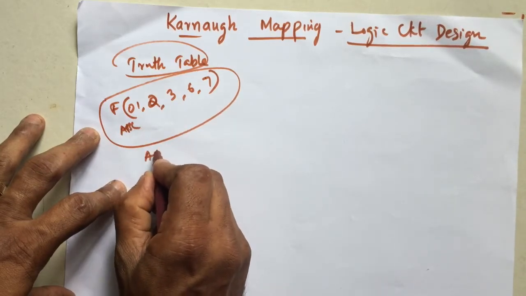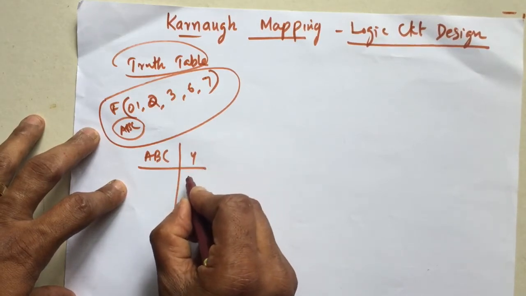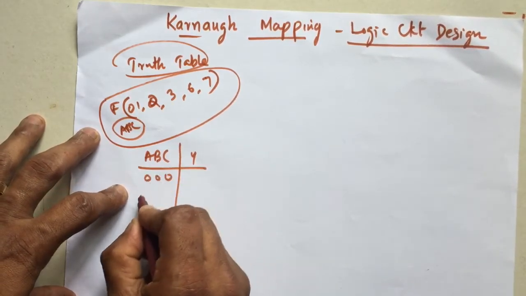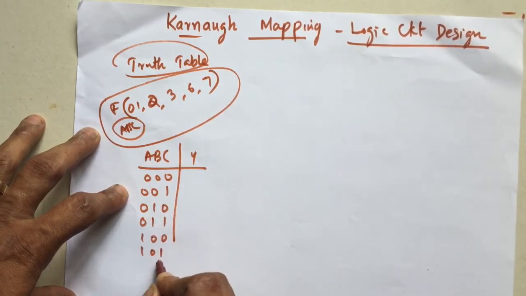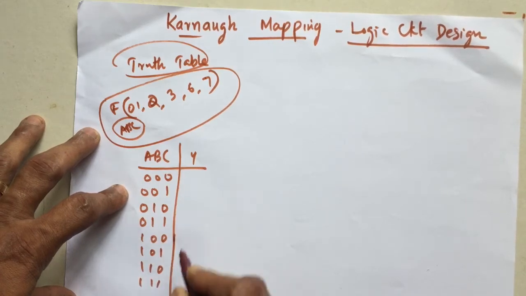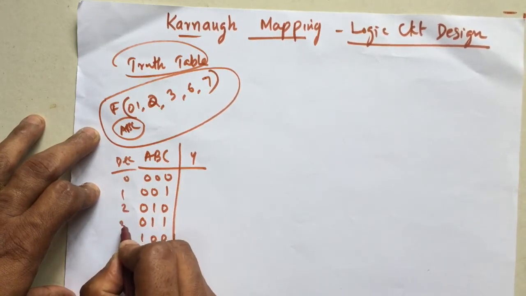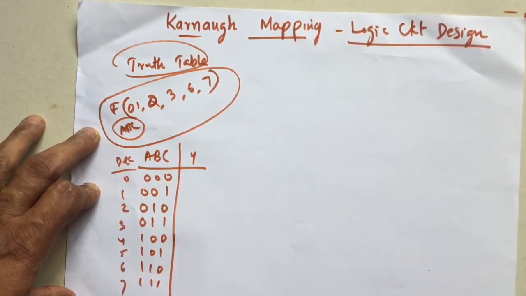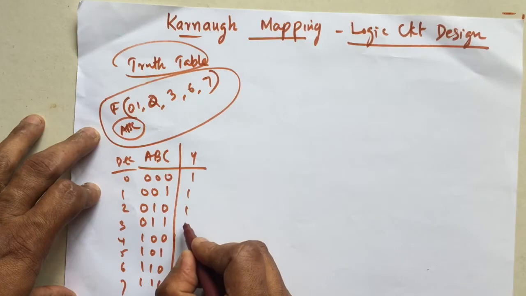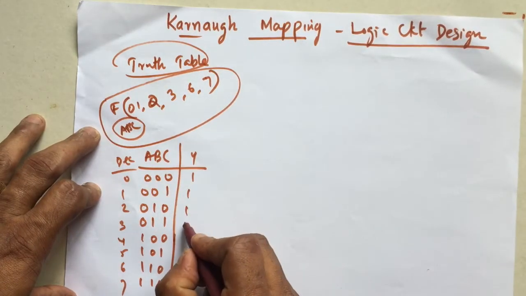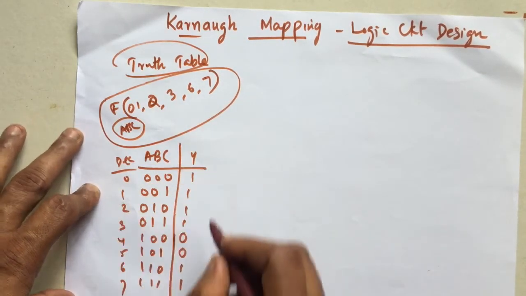For this example, 0 1 2 3 5, that means ABC are the inputs, function is ABC, Y is output. 0 0 0 is input, 0 0 1, 0 1 0, 0 1 1, 1 0 0, 1 0 1, 1 1 0, 1 1 1. These are the 8 combinations, with decimal numbers 0 1 2 3 4 5 6 7. For 0 it is 1, for 1 it is 1, for 2 it is 1, 3 is also 1, 4 is not here, 4 is 0, 5 is 0, 6 is also here. So in this method we can make a truth table.